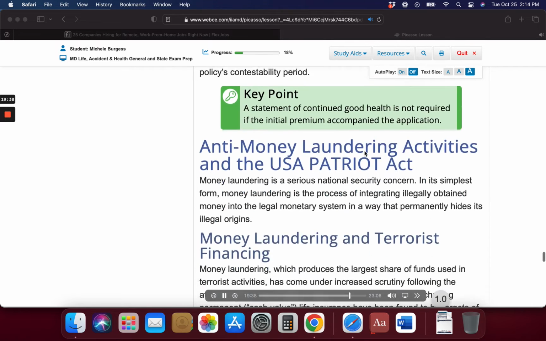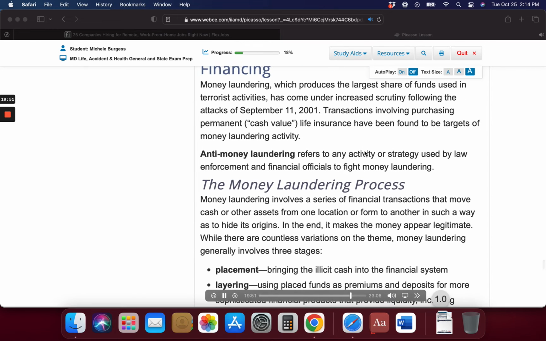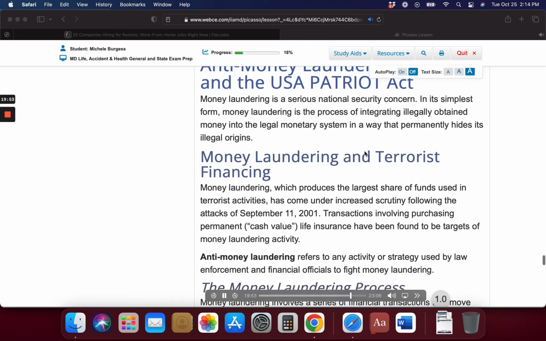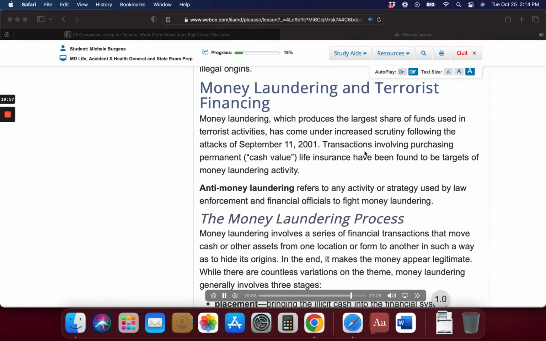Anti-money laundering activities and the USA Patriot Act. Money laundering is a serious national security concern. In its simplest form, money laundering is the process of integrating illegally obtained money into the legal monetary system in a way that permanently hides its illegal origins. Money laundering and terrorist financing.